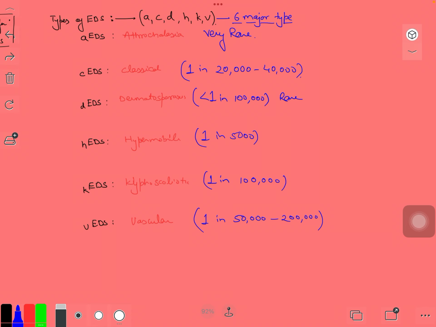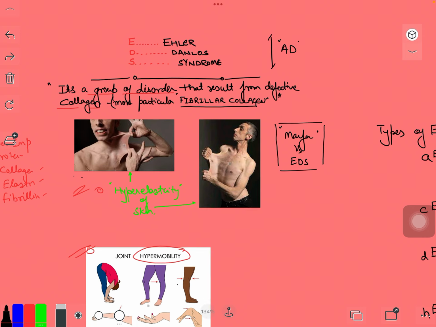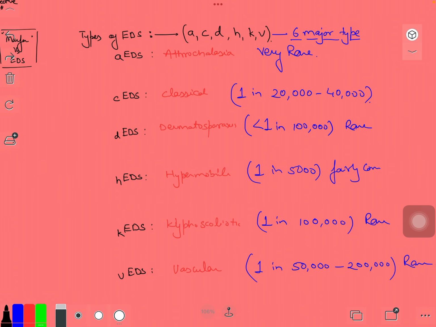These are some statistical possible data, right? So the H type, H variant, is fairly common. Then the K type is again rare, and V type is also rare. Though EDS is an autosomal dominant condition, we'll read Ehlers-Danlos syndrome in the category of autosomal dominant genetic variation.